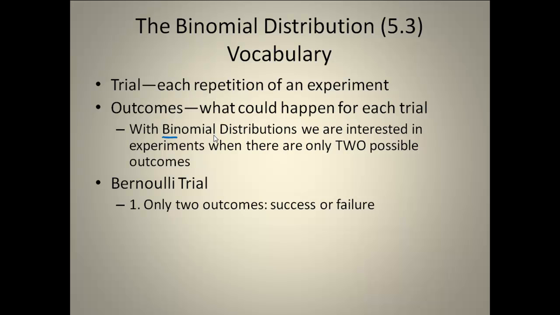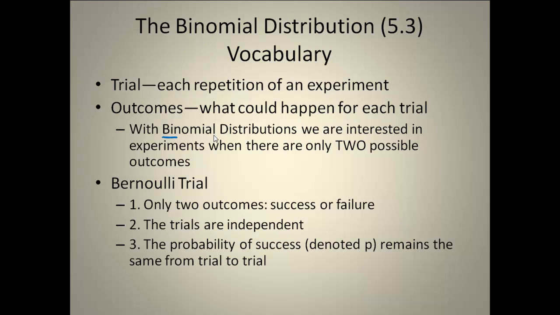Now a Bernoulli trial is an even more special kind. There are three things that have to happen in order to have a Bernoulli trial. First thing, there are only two outcomes, success or failure. Second thing, the trials are independent, so one trial does not influence what happens next. And the third thing, the probability of success, which we use a p to represent, remains the same from trial to trial. We are going to be focusing mostly on Bernoulli trials.